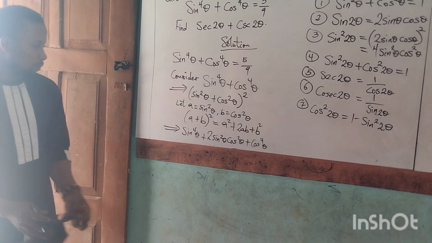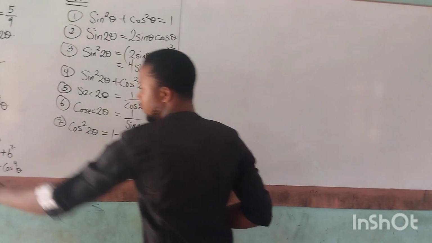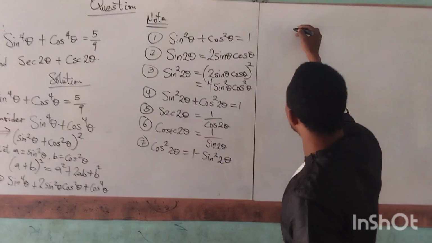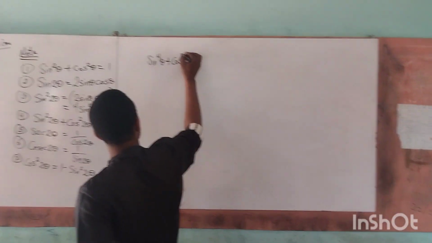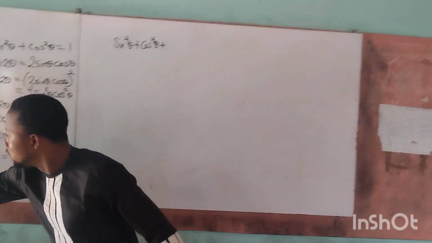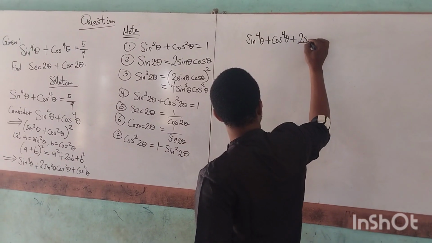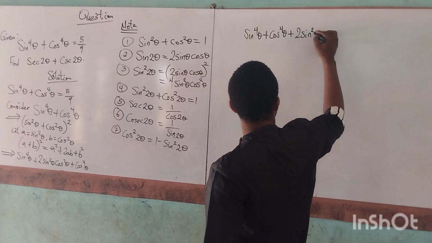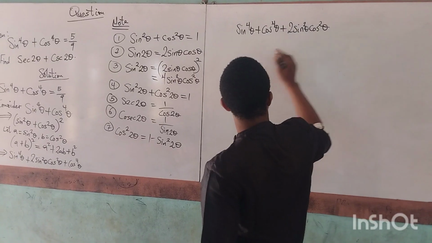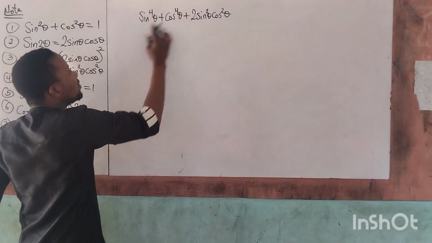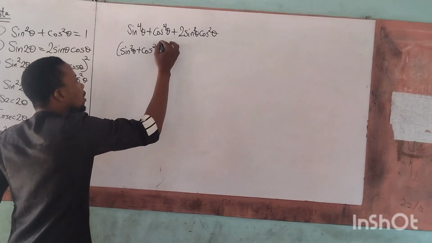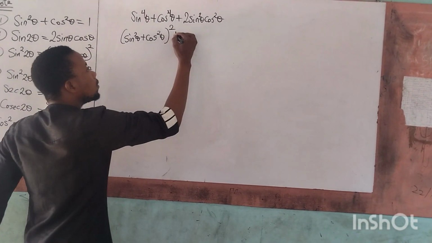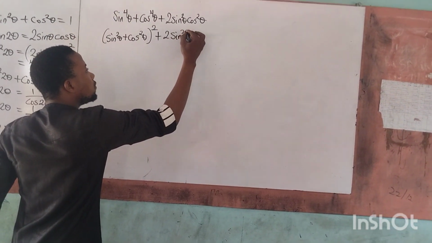Okay, from here now, I can bring this one and this one together to give me sine raised to power 4 theta plus cos raised to power 4 theta, then plus this one, which is 2 sine square theta cos square theta. Note, this one I can rewrite as sine square theta plus cos square theta, all to the power 2.